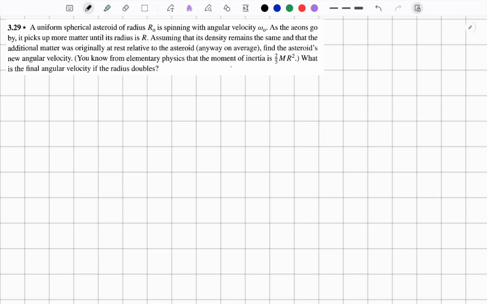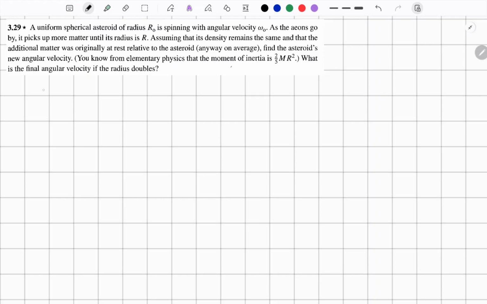And it's saying that it's picking up more matter until its radius is r. And assuming that the density remains the same and that the additional matter was originally at rest relative to the asteroid, so it's not contributing anything extra, find the asteroid's new angular velocity.